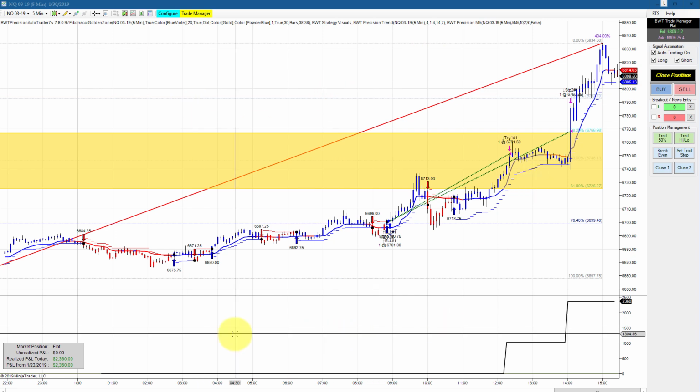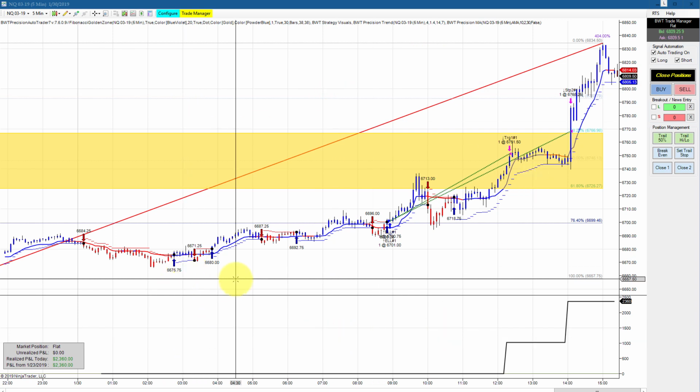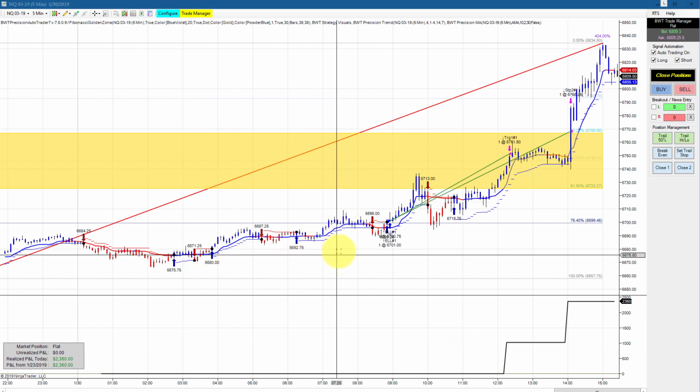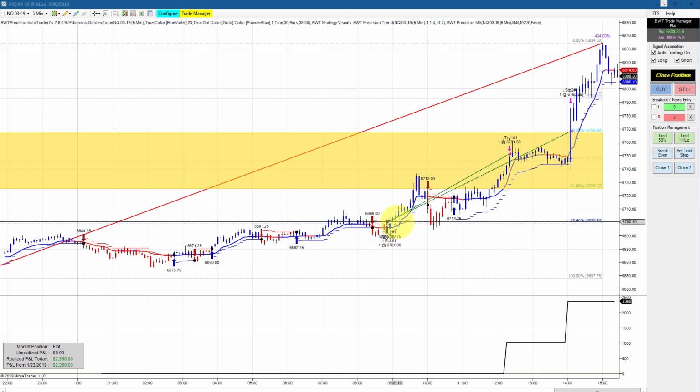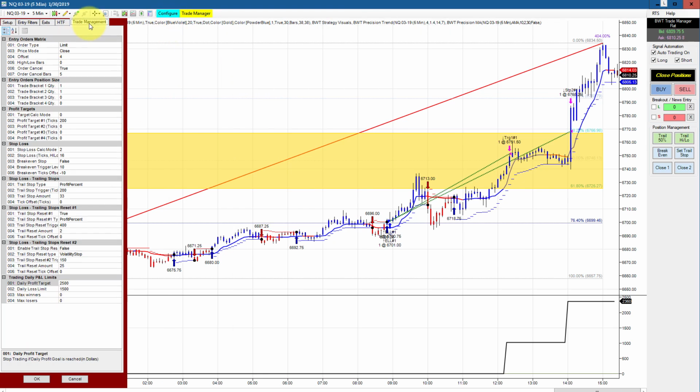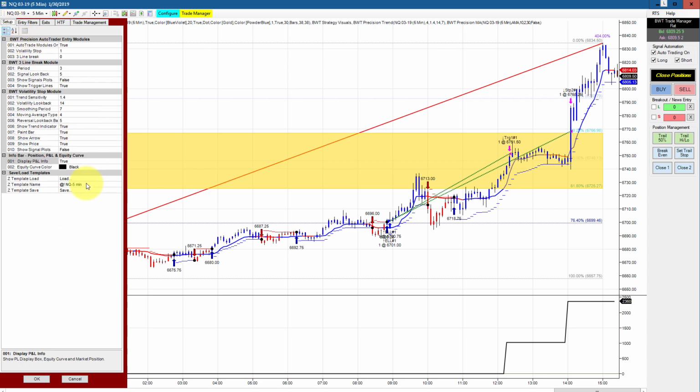Okay, the NASDAQ on a 5-minute chart had a modest gain yesterday, but today had a really nice trade here. This long trade began about 40 minutes before the regular session open. And so this did 2360. The goal on this is 2500. And here is our template.